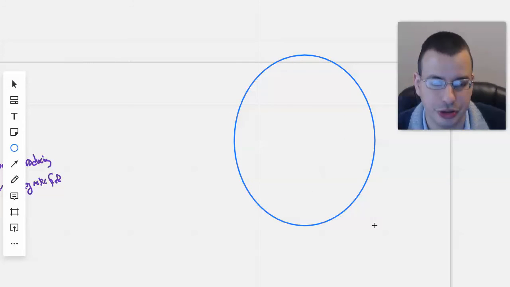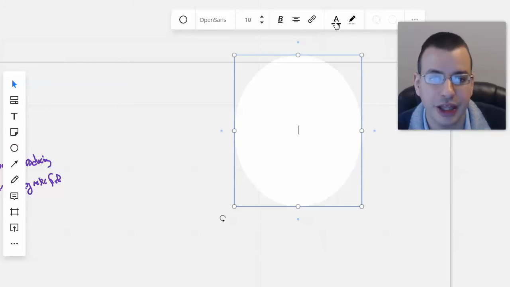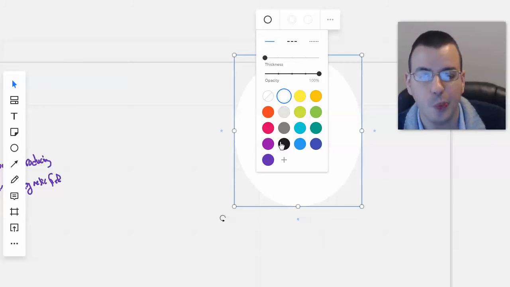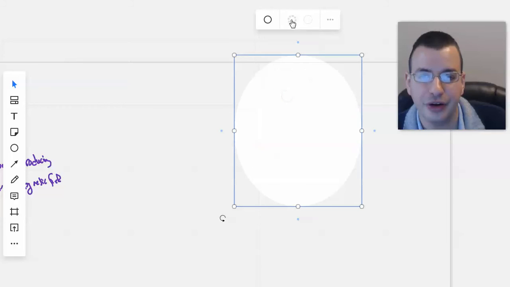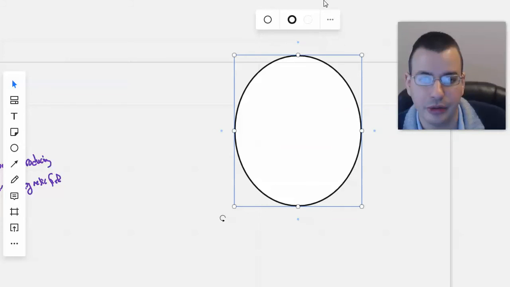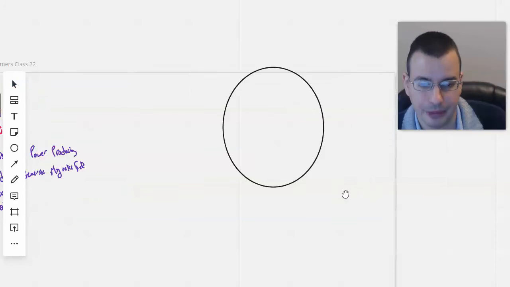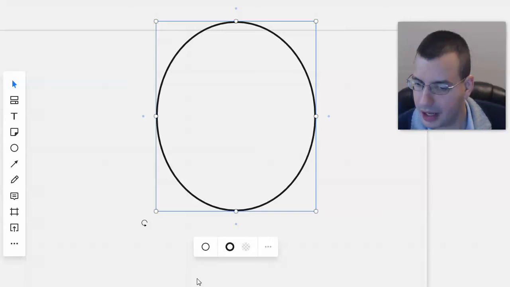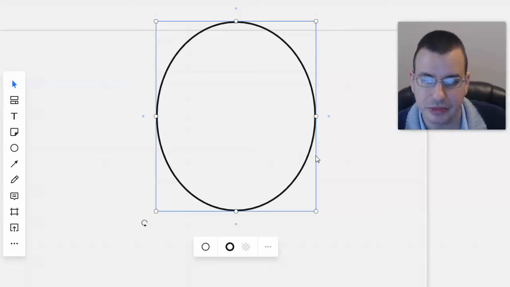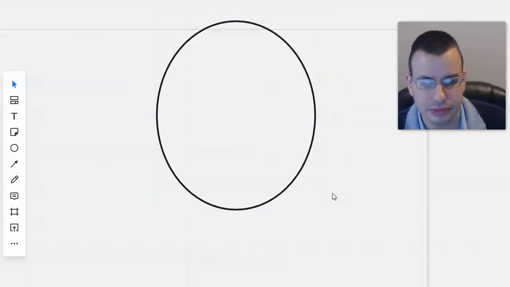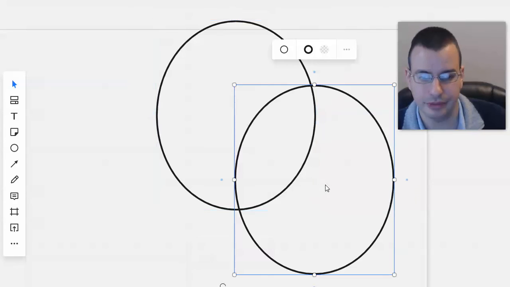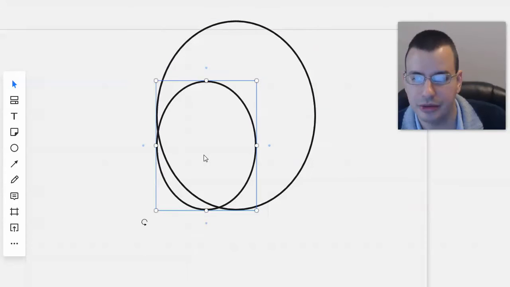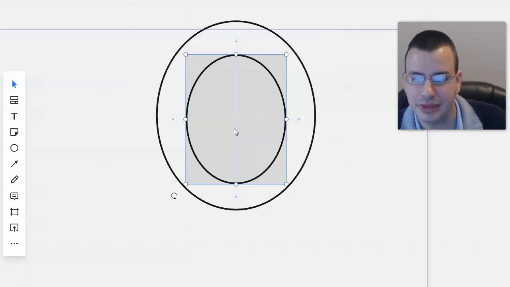Let's do an actual circle. There we go. And this will be no fill, but black. No opacity. There we go. So this is going to be my AC generator. Copy paste. Get another one. Line them up. Make one smaller than the other one. Reline it. Yeah, I'm good with that.